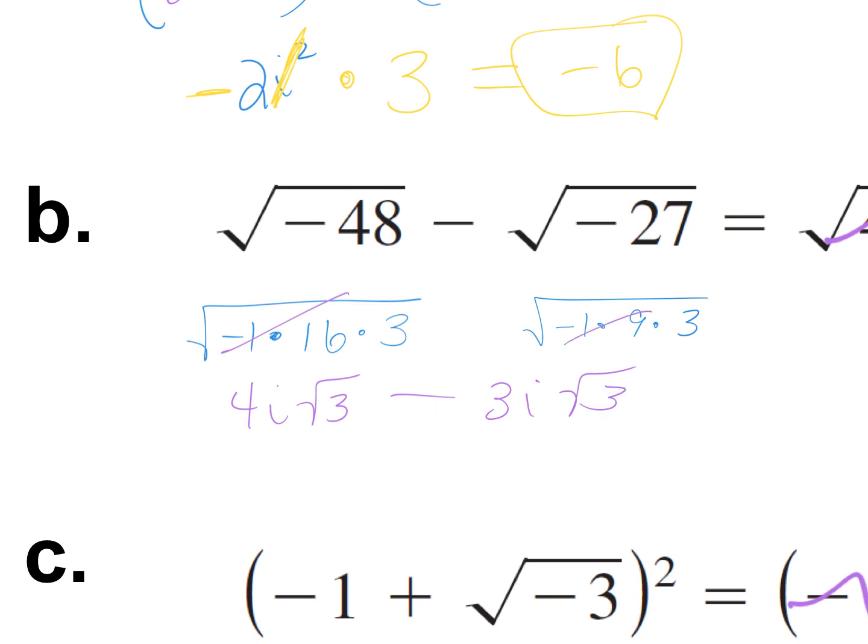Now can I combine these? Yes, I can combine them for two reasons. One, they're both imaginary because they have i's in them, and they both have the same radical. So 4i root 3 minus 3i root 3 just gives me 1i root 3. You want to write the 1 in front? That's fine. Anybody with me? Okay, good job.